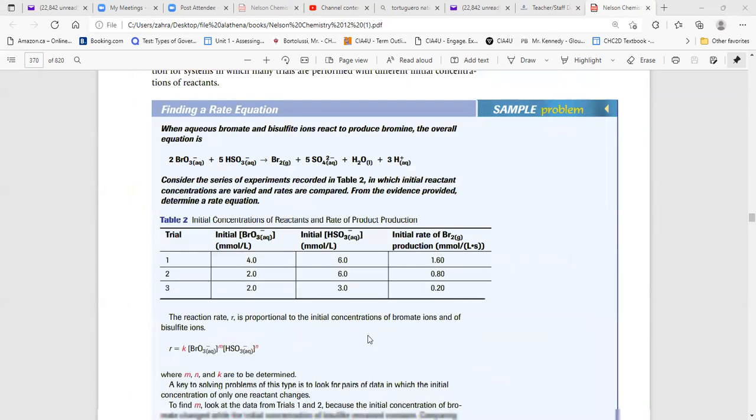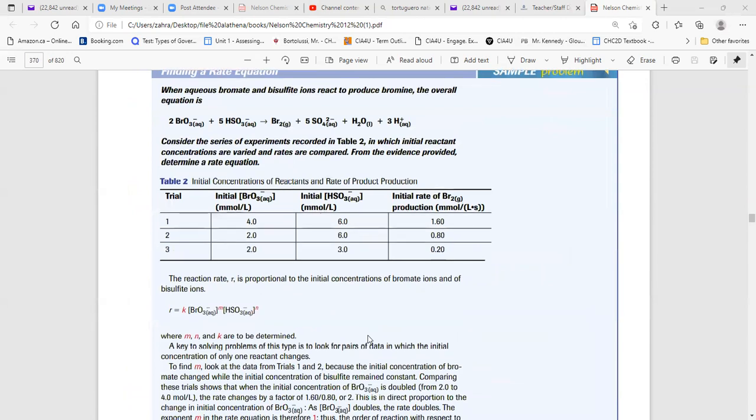Here is another example. When aqueous bromate and bisulfite ions react to produce bromine, the overall equation is given.